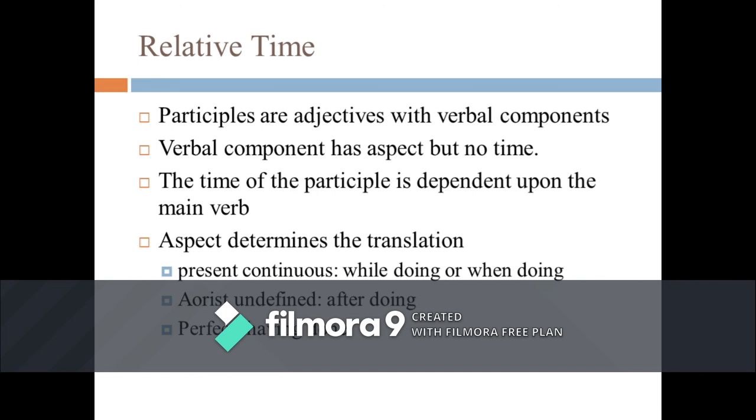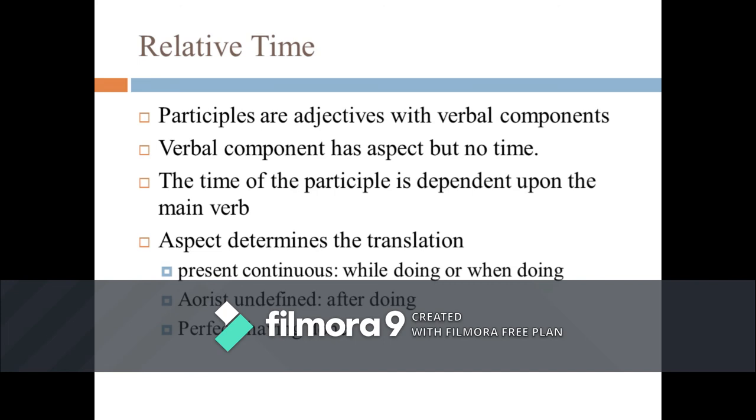So, if the main verb is in the past, then the participle is in some relationship to the past, future, etc. So the main thing to understand is it is the main verb, because a verb can have two elements, right? Both time and aspect. So it contains the time. The only thing that a participle can have is aspect. Therefore, it's going to have what is called relative time, time relative to the main verb.